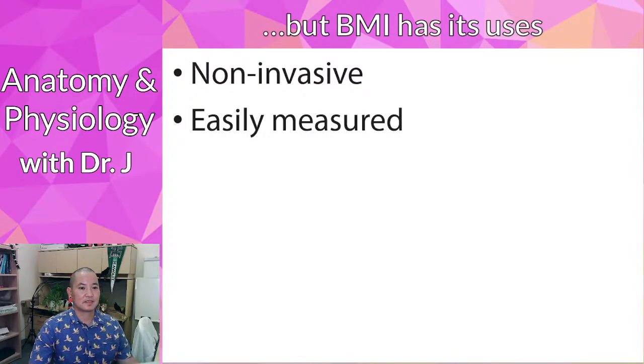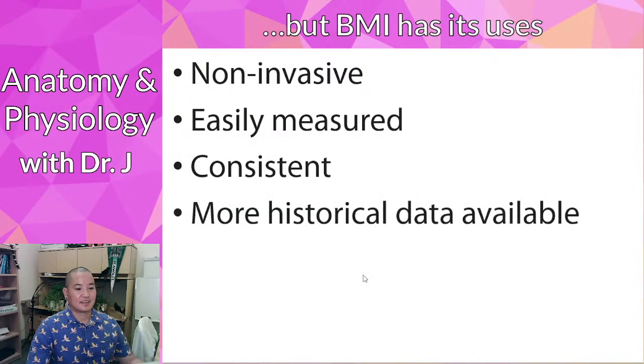And compared to other methods, you don't need to jump into a tank of water or use calipers, which also depends on who's doing the measurement. If you're using body fat calipers, whether someone has a death grip and can grab a lot of fat, or a weak grip, that can affect your results as well. So BMI is relatively consistent, and there's also more historical data available. Even measuring body fat has had different technologies and techniques evolve over time. So body fat composition measurements now might not be comparable to measurements from several decades ago. This is why we have a lot of historical data on height and weight.